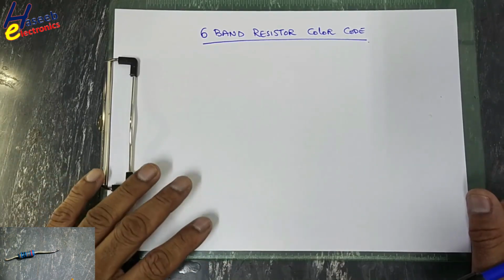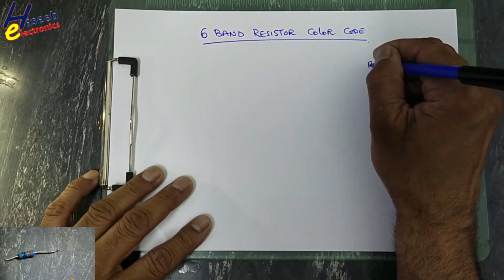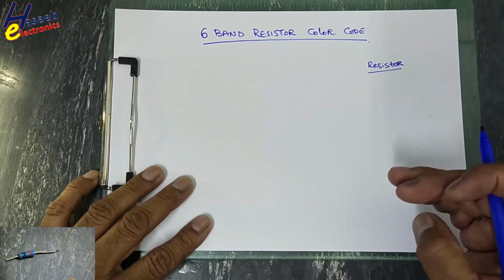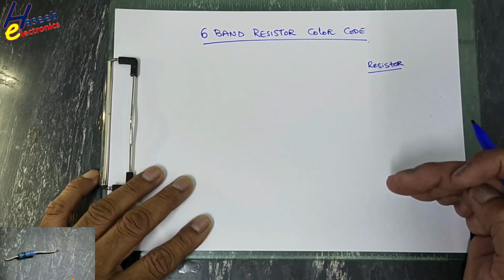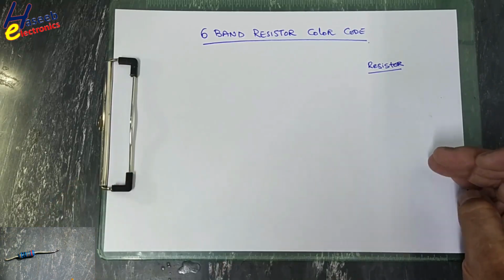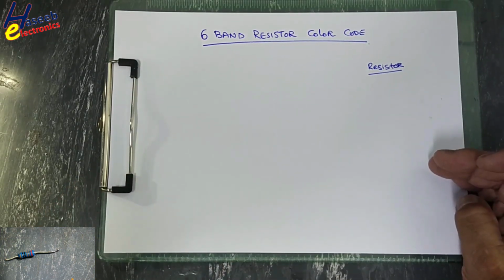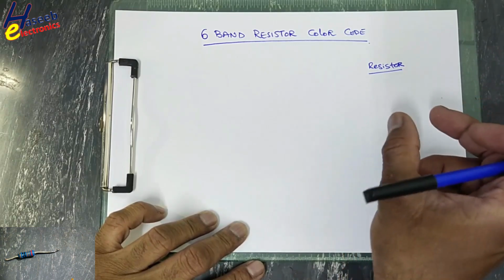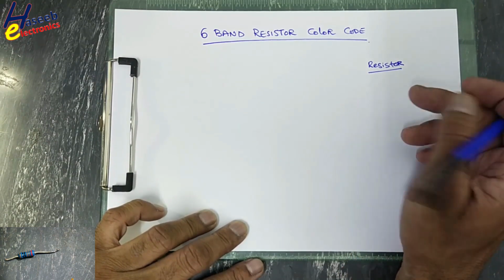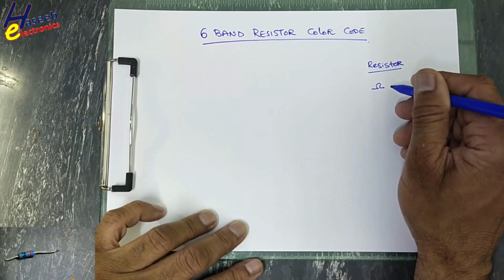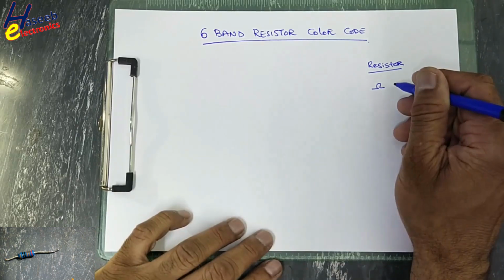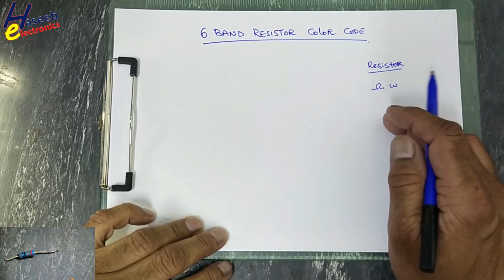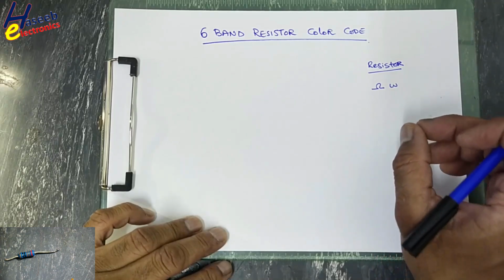In electronics, a resistor is a passive component. Anything which provides resistance in the flow of current is called a resistor. When it blocks the current, it dissipates power. It has some ohmic value, and it produces heat that is measured in watt rating. These two parameters are basic parameters for any resistor.